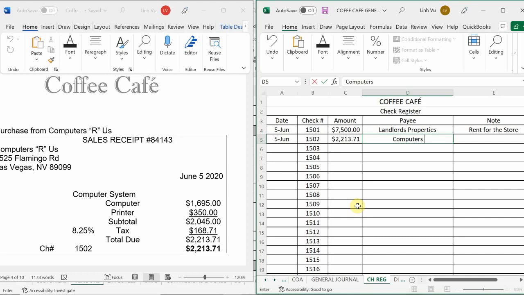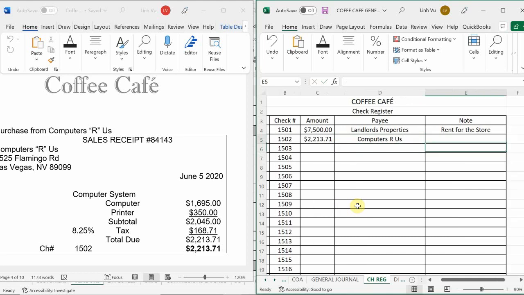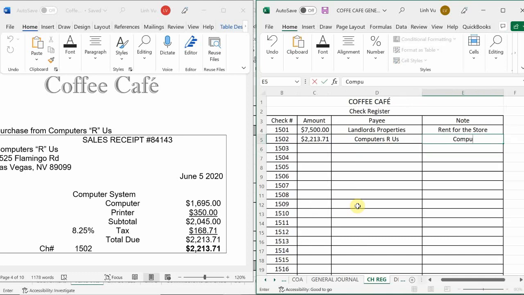Who did I pay? Computers R Us. What for? $2,213.71. Right? For what? Why did you go? I would say computer system for store. Good. Computer system for store. In this case, I just put for a computer and printer. Okay. This one is subjective, but you can write whatever you want to write.